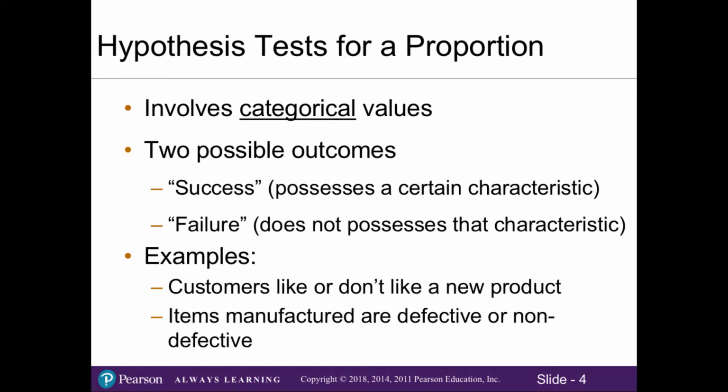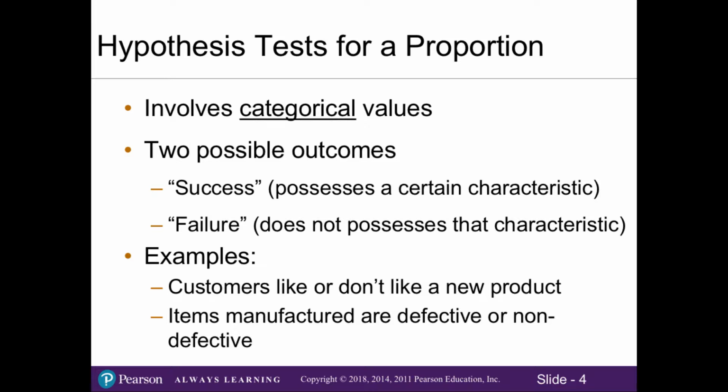With hypothesis tests for proportions, this involves categorical values. So recall in chapter 1, we learned the difference between numerical values, numbers, and categorical values, categories. So with hypothesis testing for a proportion, we are looking for two possible outcomes, where we've got success, which has the certain characteristic that we're interested in, or failure, what doesn't have the characteristic that we're interested in.